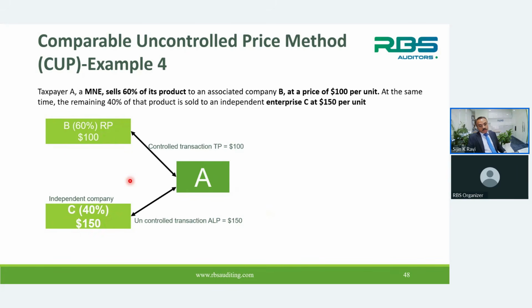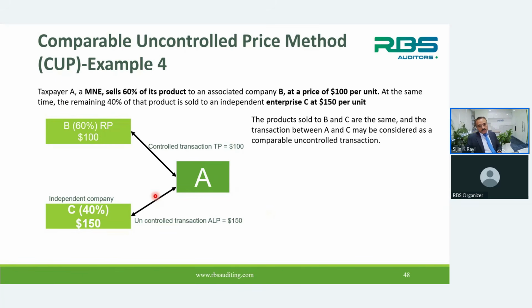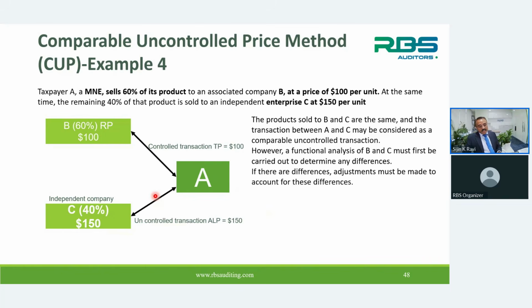So this is basically what type of CUP? Internal CUP, because within the organization itself you have a controlled transaction. A controlled transaction relates to a related party, and an uncontrolled transaction relates to an unrelated party. So if you take this scenario, the functional analysis of B and C must first be carried out. First, you have to carry out the functional analysis of the 5 factors.